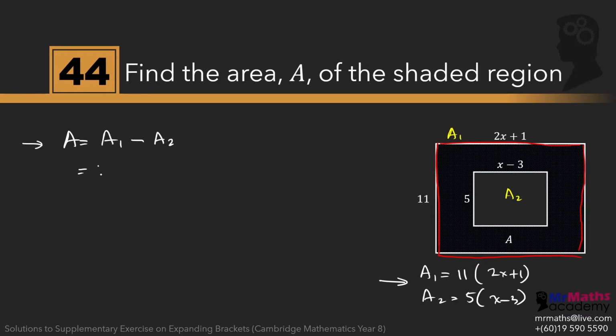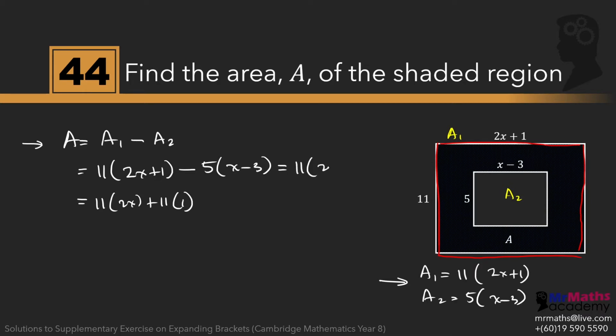So A1 is 11 times 2x plus 1. And we are going to minus A2, which is 5 times x minus 3. So that is 11 times 2x plus 11 times 1. But now we have a minus here. I am going to put an extra step here, just in case, yeah? So that is 11 times 2x plus 1. And then I'm going to turn it into plus, but I'm going to put minus 5 here, x minus 3. So that becomes plus minus 5 times x, and then plus minus 5 times minus 3.